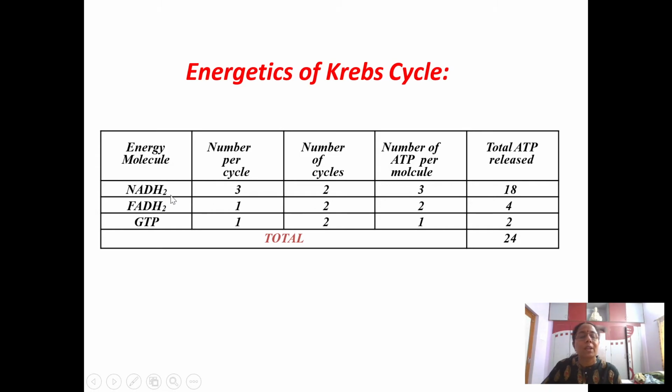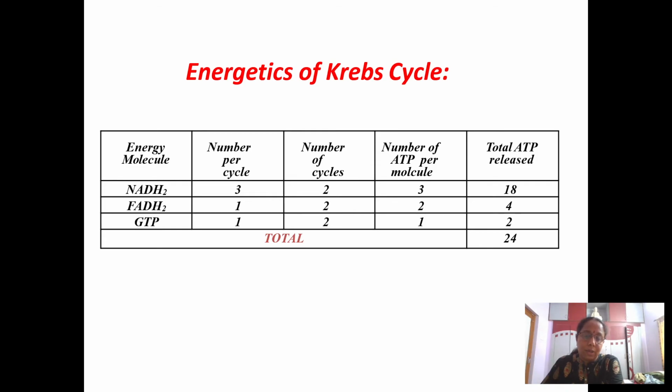You know, 1 NADH produces 3 ATP. So, from this Krebs cycle, for 2 molecules of pyruvate, the number of ATP produced is 18. You can calculate it like this: 3 NADH are produced, and 1 NADH is equal to how many ATP? 3 ATP. So, 3 into 3 is equal to 9.